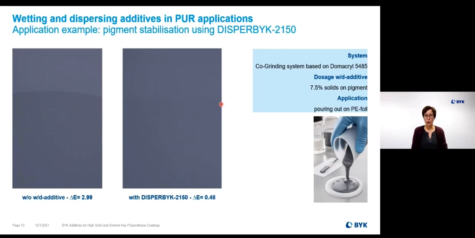Here in that case, it was a pour out on PE foil. We did a pour out, did some flash off, and then we rubbed this upper area. And you see more or less no difference. We have a delta E of 0.48. Left-hand side, there was the same coating without wetting and dispersing additive. What you see very clearly in this rubbed area is a high delta E value, about 2.99. So for this kind of system, the Disperbyk 2150 gave the best results: delta E, millbase viscosity reduction, as well as the storage stability.